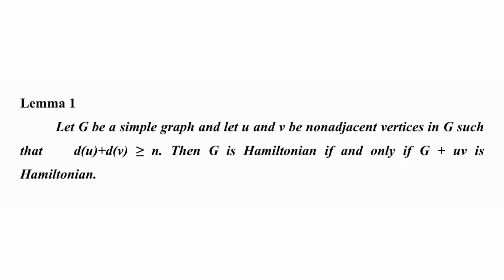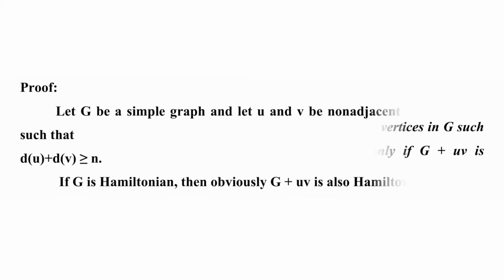Next, we shall see a simple lemma which is useful in proving the following theorems. Lemma 1: let G be a simple graph and let u and v be non-adjacent vertices in G such that the degree of u plus the degree of v is greater than or equal to n. Then G is Hamiltonian if and only if G plus uv is Hamiltonian.